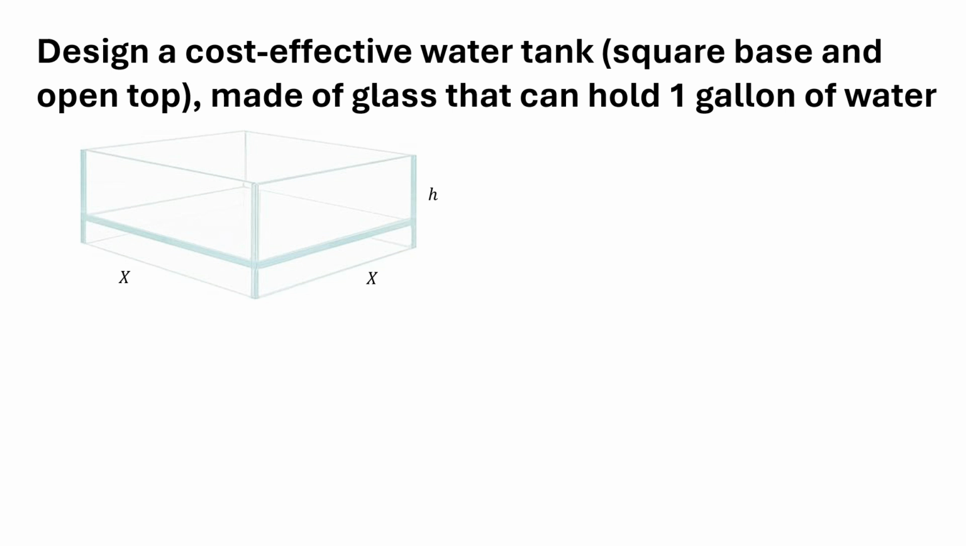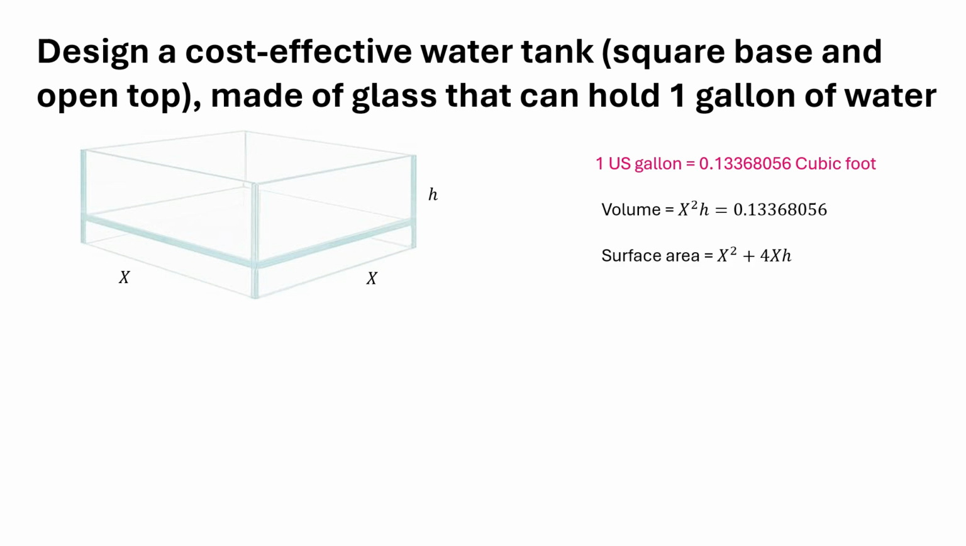We know that 1 US gallon is equal to 0.133 cubic foot, and we want a tank that has a minimum volume equal to this amount to hold 1 gallon of water. This is the constraint. We can also write the surface area of the tank to be equal to x squared plus 4xh. x squared is the base area and then xh is the surface area of each side, and we have 4 sides. And as the tank has an open top, there will be no glass there.